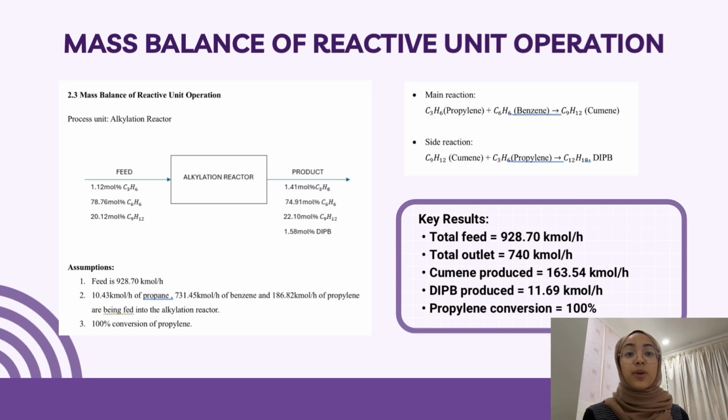The main reaction produces cumene, while a small side reaction forms diisopropylbenzene, or DIPB. From the calculation, the reactor produces 163.55 kmol per hour of cumene and 11.69 kmol per hour of DIPB, with a total outlet stream of 740 kmol per hour.